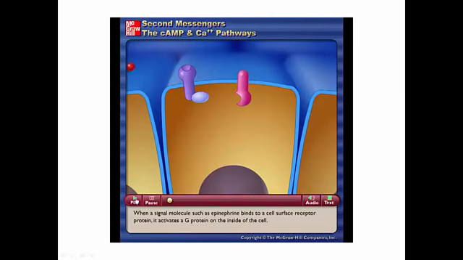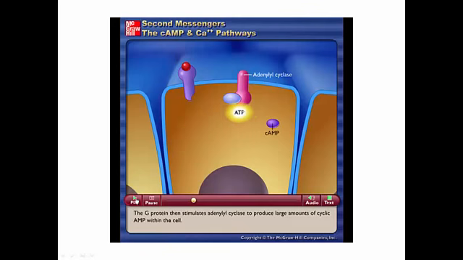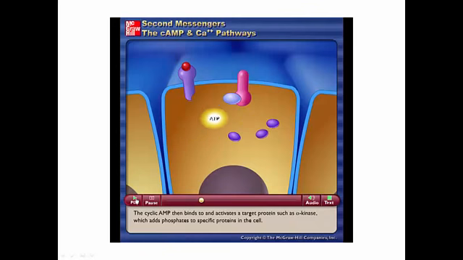When a signal molecule, such as epinephrine, binds to a cell surface receptor protein, it activates a G protein on the inside of the cell. The G protein then stimulates adenylyl cyclase to produce large amounts of cyclic AMP within the cell. The cyclic AMP then binds to and activates a target protein such as protein kinase A, which adds phosphates to specific proteins in the cell. The effect of this phosphorylation depends on the identity of the cell and the proteins that are phosphorylated.